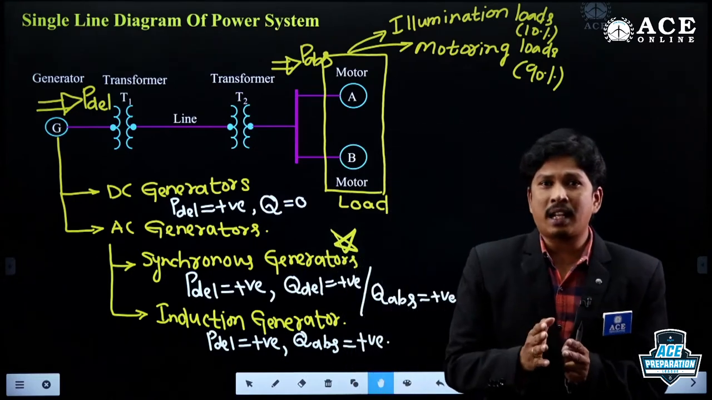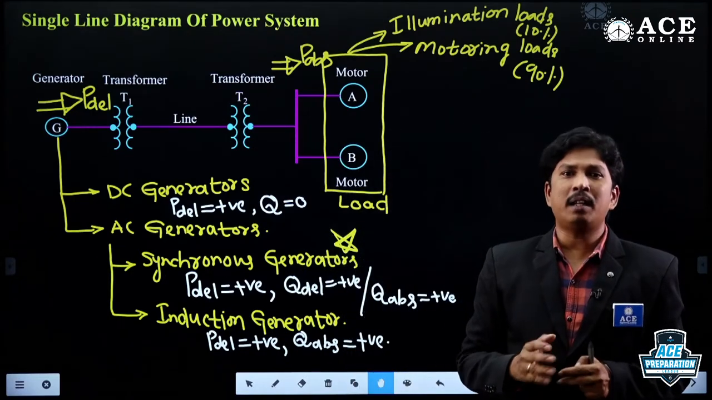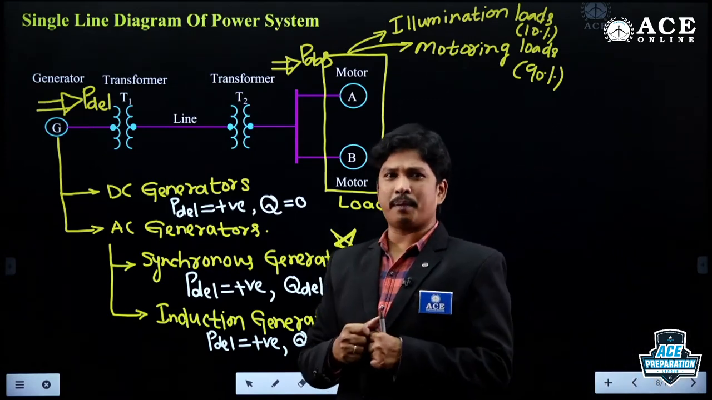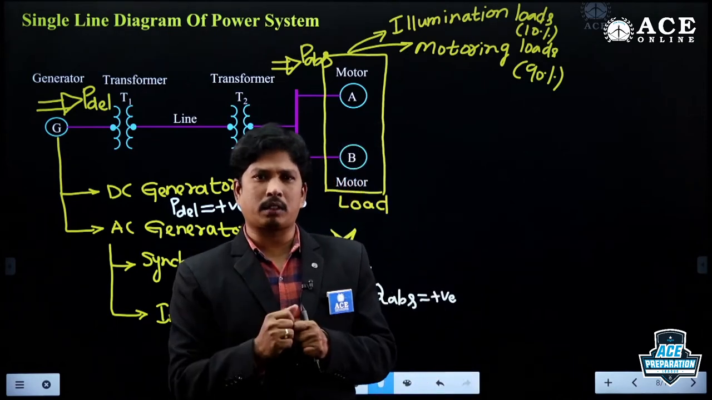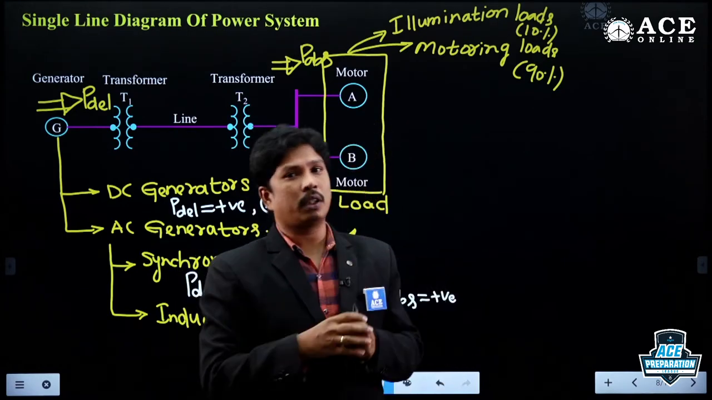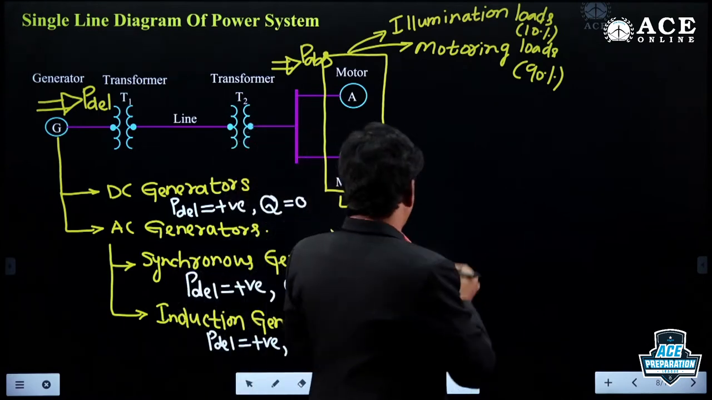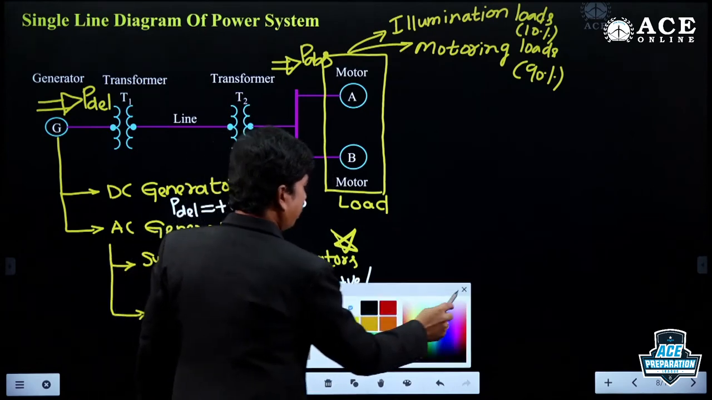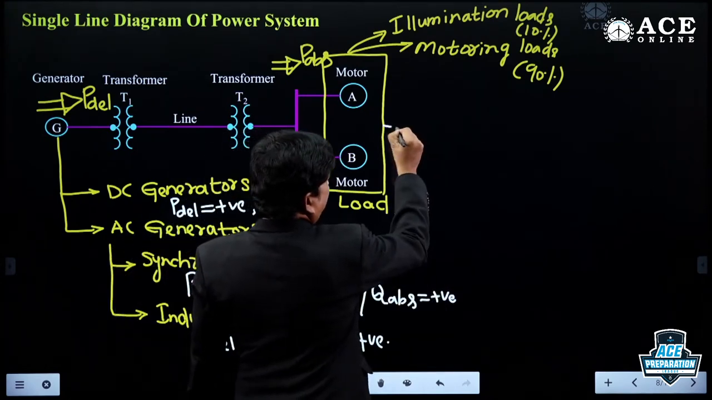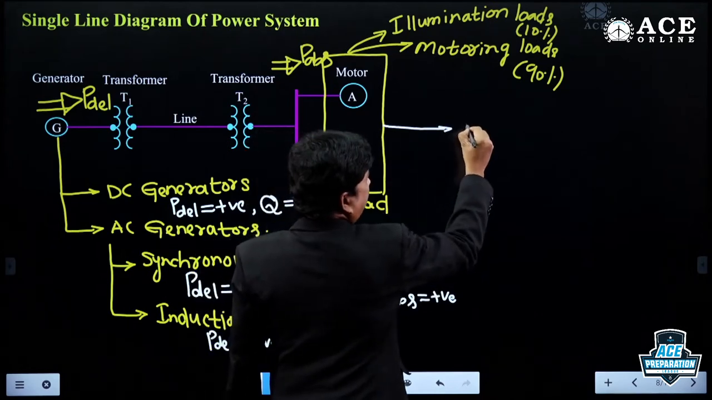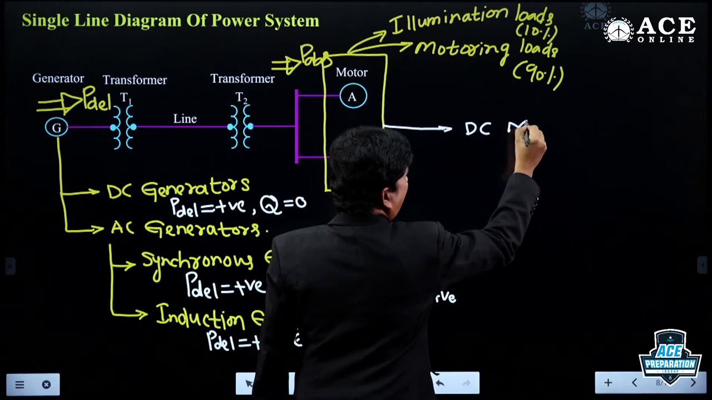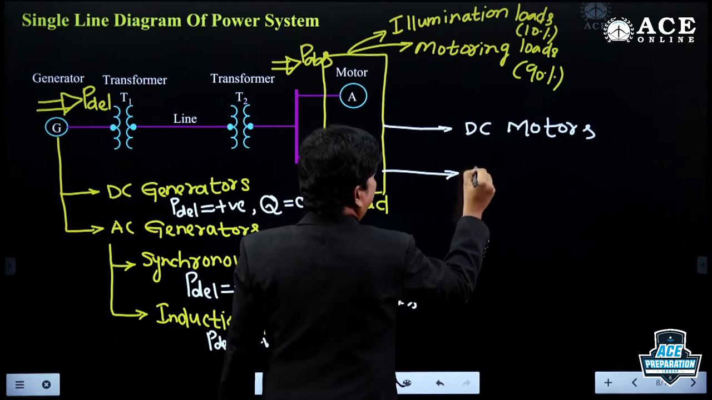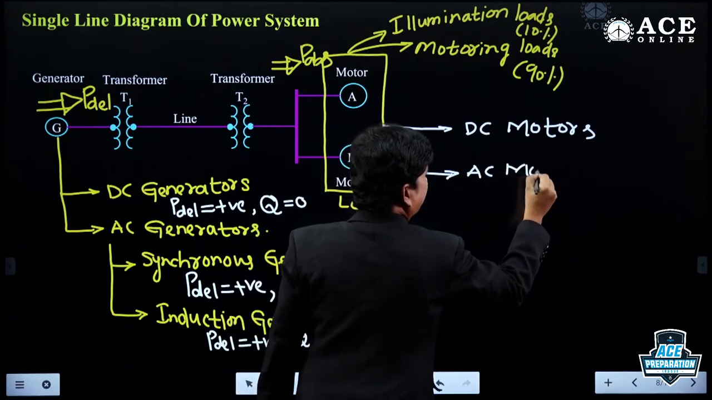What are the types of motors? Based on the power input to them, they are categorized as DC motors and AC motors. Based on what is the power input giving to them. Therefore, what are those? DC motors and AC motors.